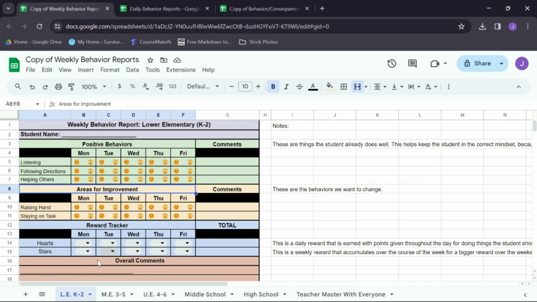So actually, let's get down to the reward tracker. You're going to see two different rewards. For the lower elementary, we're going to go with hearts and stars.